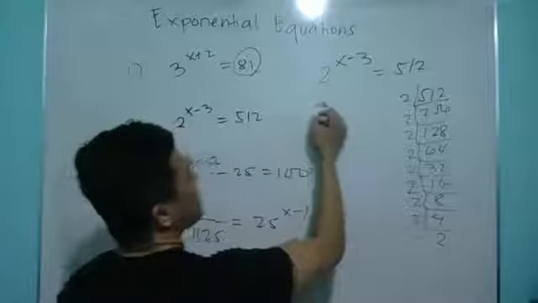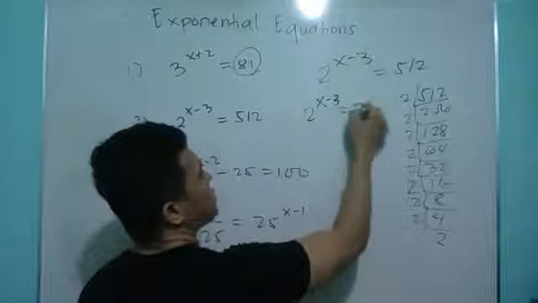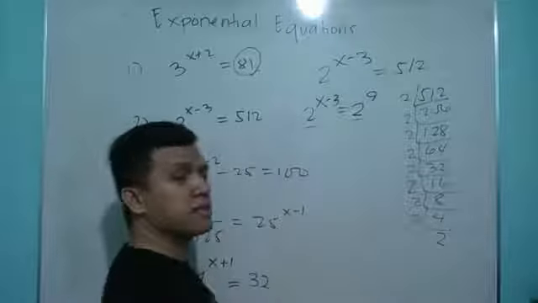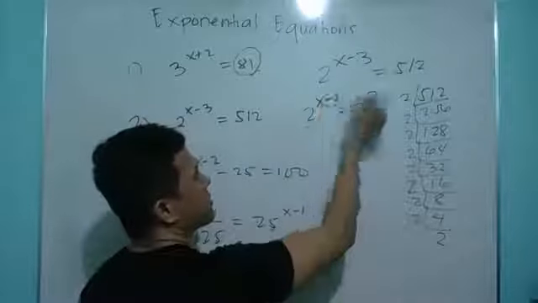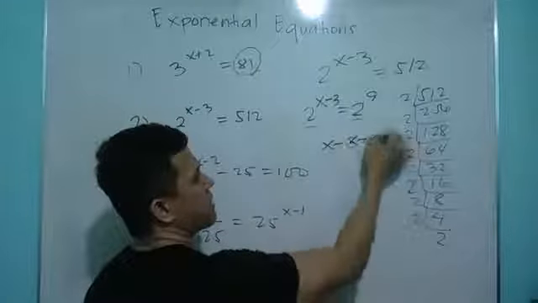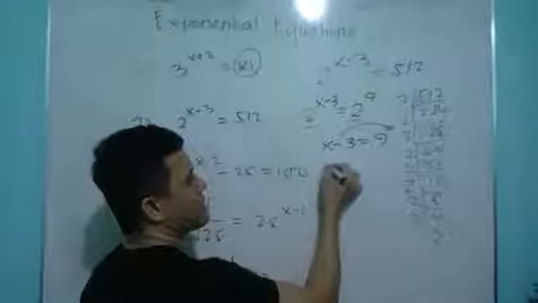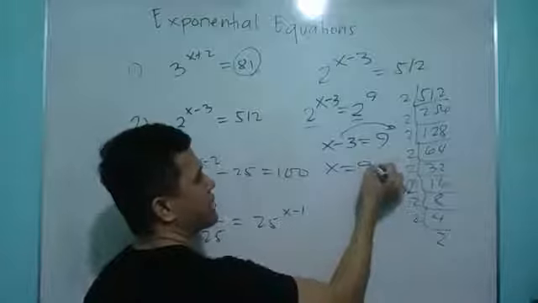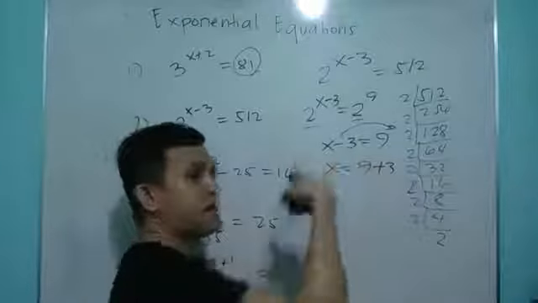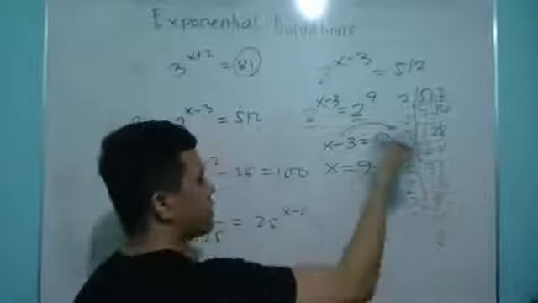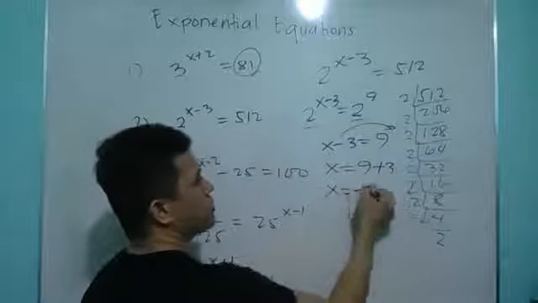We're going to make it like 2^(x-3) is equal to 2 raised to 9. Now, we have the same base, so we equate the exponents. So x minus 3 is equal to 9. Transpose that 3 to the other side, so x is equal to 9 plus 3. The negative becomes positive and positive becomes negative when they transpose. So x is equal to 12.